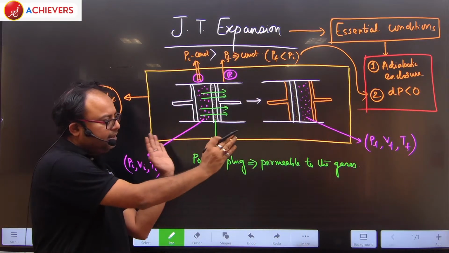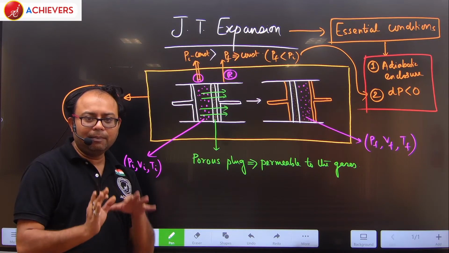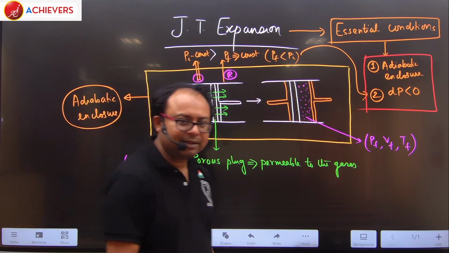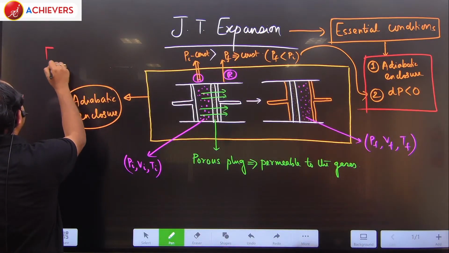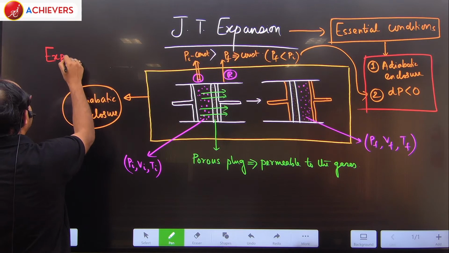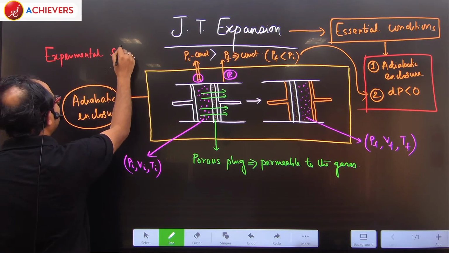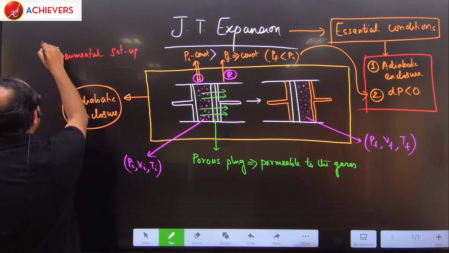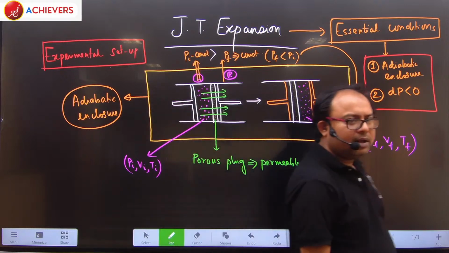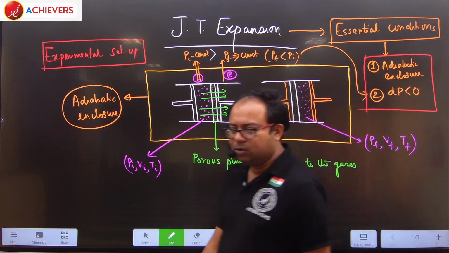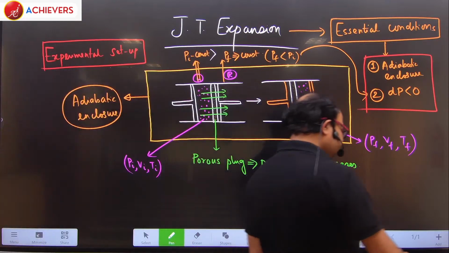Keeping this experiment in mind, we will try to make some important mathematical interpretations. So this was our experimental setup. So I've understood the experimental setup. Now students, let's move on to the mathematical interpretation.